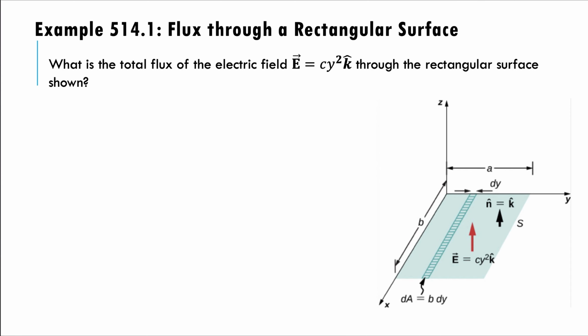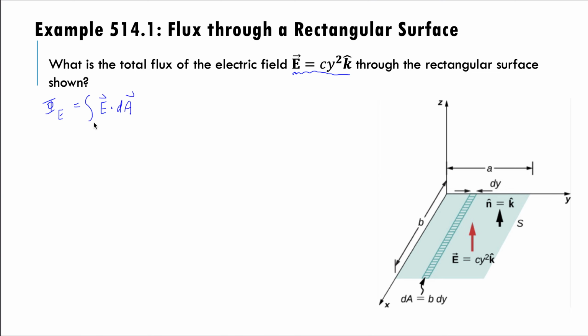In this video, we're going to go over an example of the general definition of electric flux learned in v514. In this example, we're finding the flux through a rectangular surface, but the electric field is not uniform. We can see that it varies along the y direction. Since this is the case, we know that we need to use our general definition of electric flux, which is the surface integral of E dot dA.